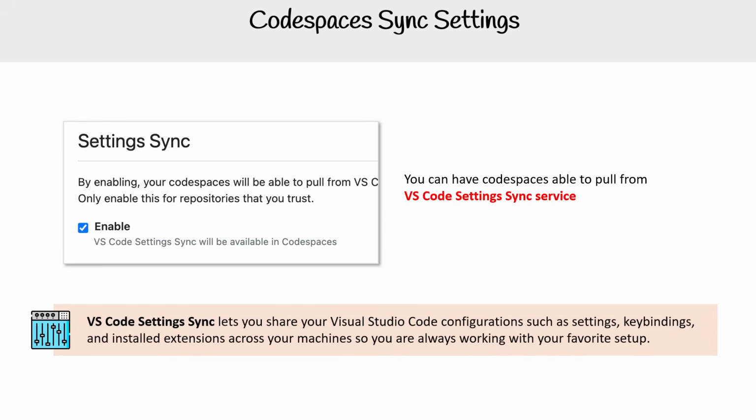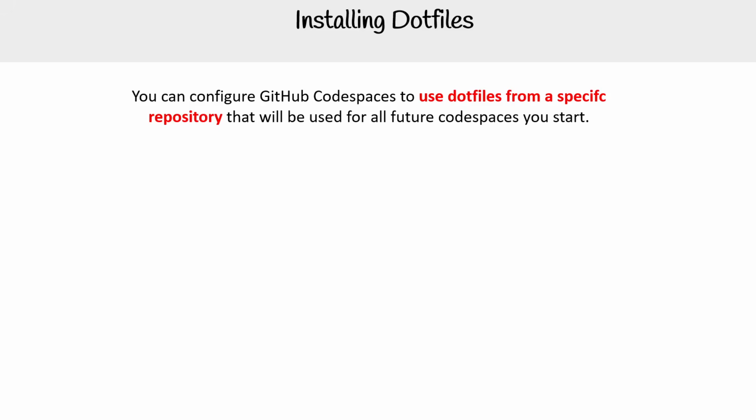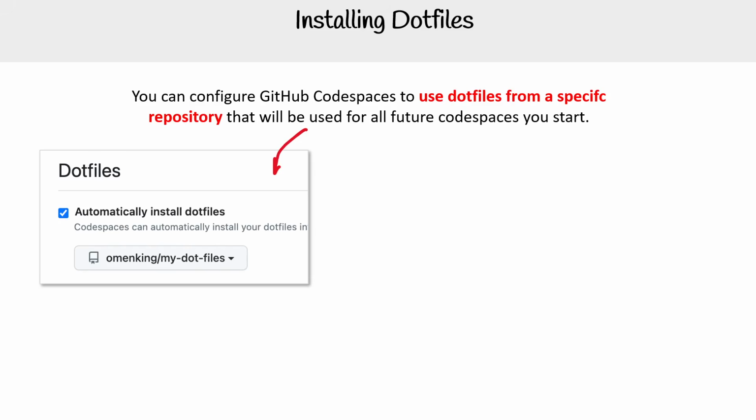But supposedly this is an offering that is available for Codespaces. You can configure GitHub Codespaces to use dotfiles from a specific repo that will be used for all future Codespaces that you start. So the idea is you checkbox this on, you specify the repo, and it's going to pull the dotfiles from this repo into all future Codespaces that you start up.